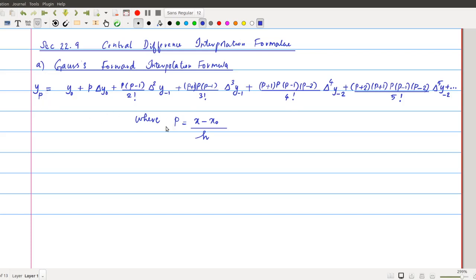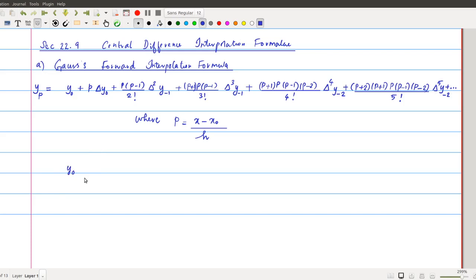Here this p is (x minus x naught) divided by h, where x is the value to be interpolated. Now, how do we identify this formula beyond the fifth degree term? For this we need to follow a rule, or you need to remember this fact.